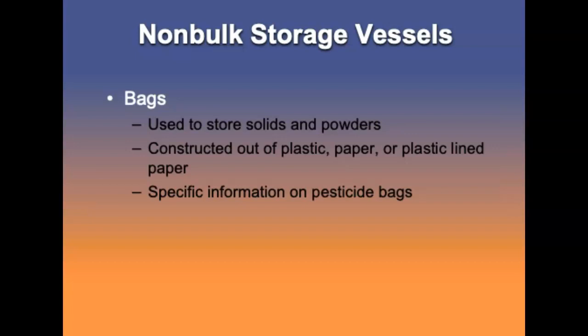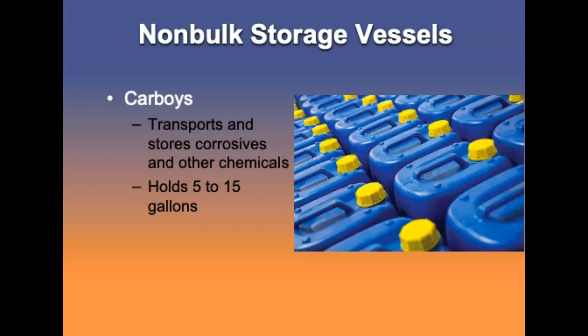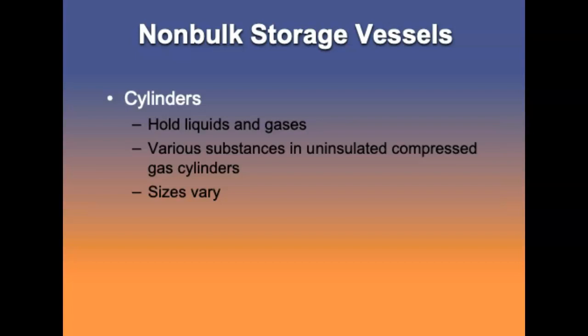Okay, carboys. These transport and store corrosives and other chemicals. They're containers made out of glass, plastic, or steel, and they can hold between 5 to 15 gallons of product. Then you have cylinders. They hold liquids and gases and various substances in compressed gas cylinders, and the sizes vary.